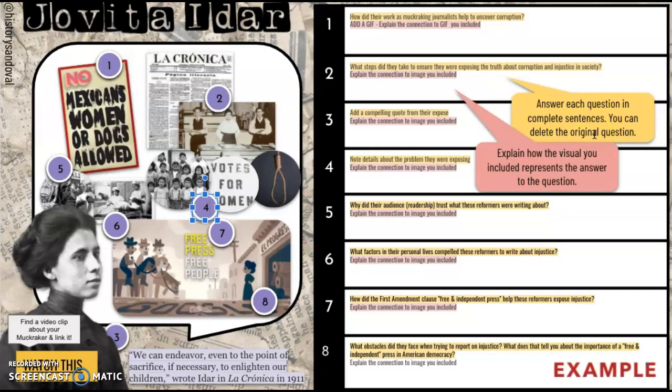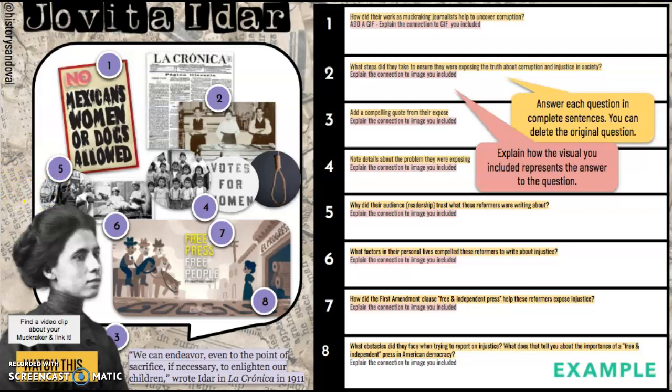You can delete the original question if you want, and then the second step is explain how the visual you included represents the answer to your question. Okay, and then I also found a video clip that talks about her too, which is kind of neat, but you don't necessarily have to do that. Okay. So this is just an example of what your finished slide could look like.